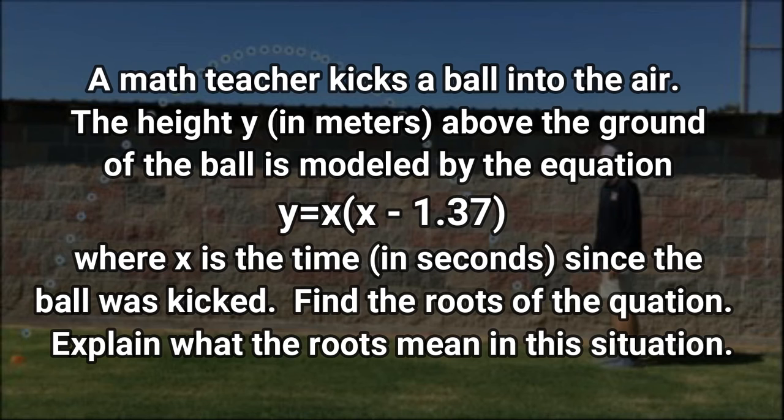A math teacher kicks a ball into the air. The height y in meters above the ground of the ball is modeled by the equation y equals x times the quantity x minus 1.37, where x is the time in seconds since the ball was kicked. Find the roots of the equation. Explain what the roots mean in this situation.